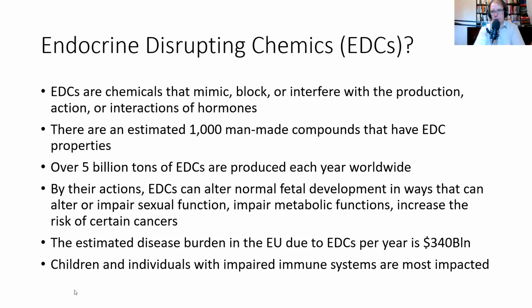They can originate from people dumping their hormone pills, like birth control pills, down the toilet. It can go into the water cycle. There's over 5 billion tons of EDCs that are produced each year worldwide. Their actions on the human body: they can alter normal fetal development in ways that can alter or impair sexual function. They can impair metabolic functions, and they can increase the risk of certain cancer types. The estimated disease burden in the European Union due to endocrine disrupting chemicals is 340 billion euros. Children and individuals with impaired immune systems are most impacted.